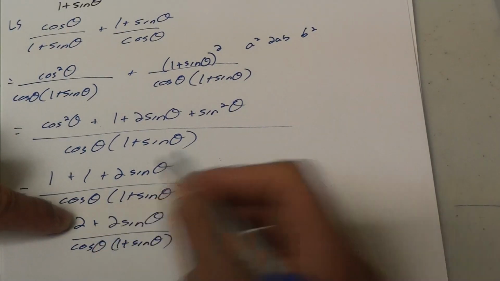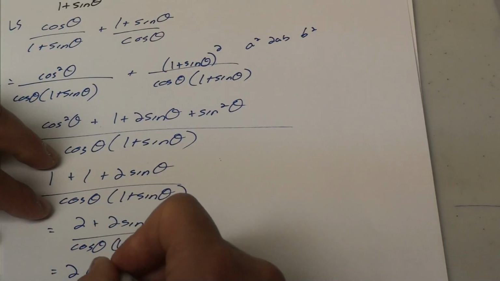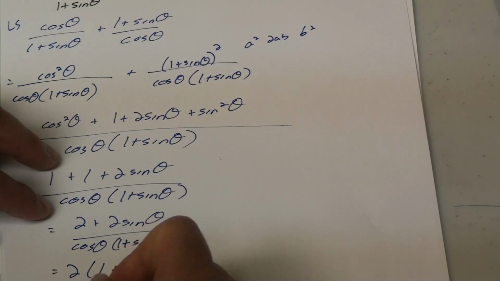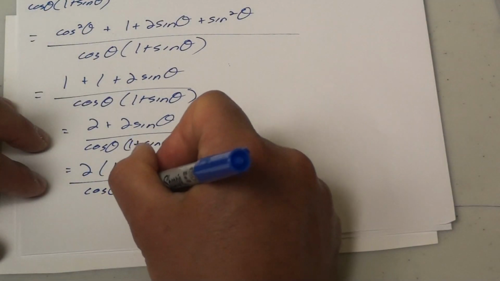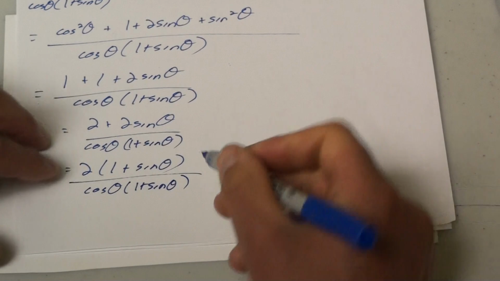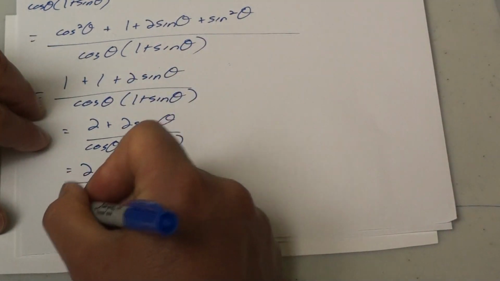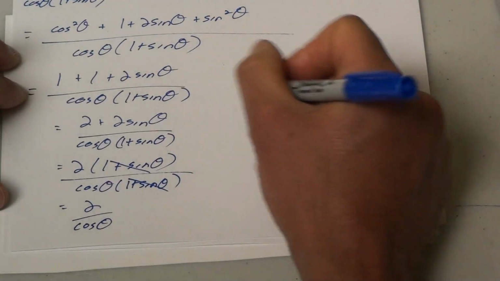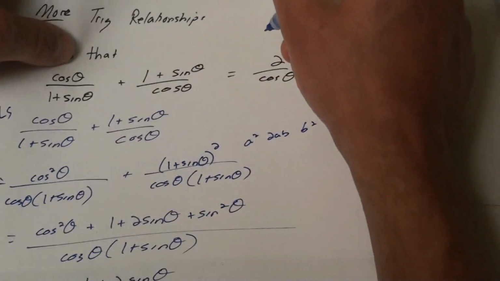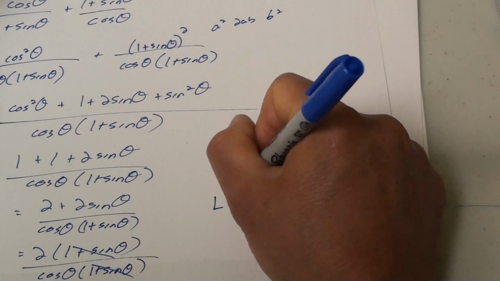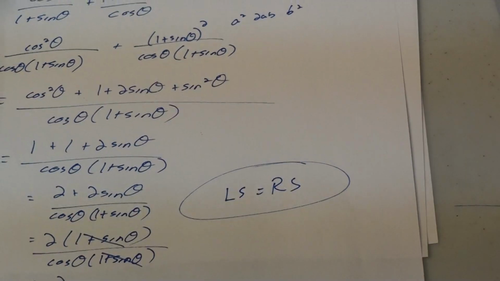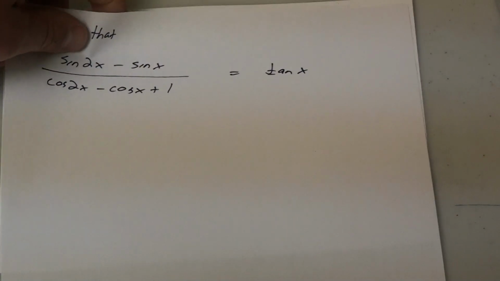Common factor of 2 on the top. That's the only other thing I'm seeing right now. So factoring out 2 will give me 1 plus sine theta. Oh, that works out, because that would give me cos theta times 1 plus sine theta. The 1 plus sine thetas can cancel, and you're simply left with just 2 over cos theta, which is what your right side was. So therefore, left side equaled right side. There we go. That's what I was looking for.